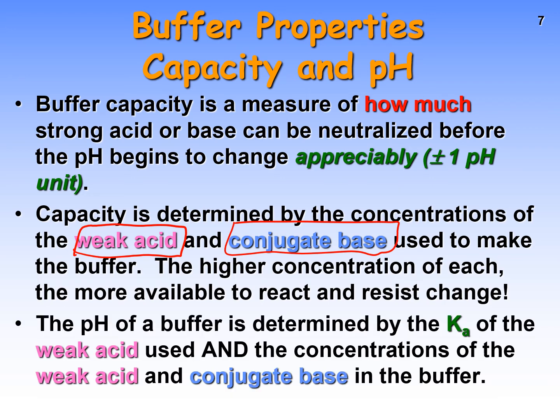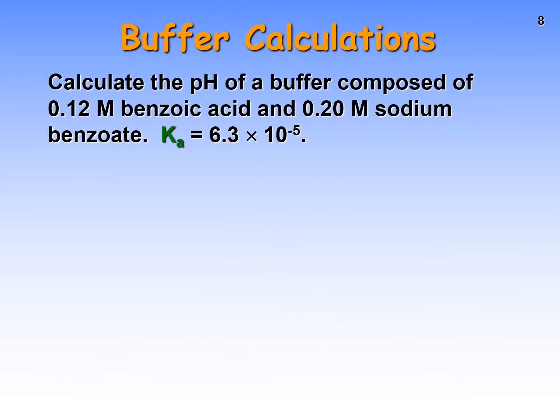Again, the pH of the buffer is determined either using the Henderson-Hasselbalch equation or an ice table. In either case, we're going to be using the concentrations of both the weak acid and its conjugate base and the Ka of the acid to calculate our pH. So let's do a calculation. We're going to do it two ways. We're going to do a calculation using an ice table, and then we'll do that same calculation using Henderson-Hasselbalch. This is just to prove how much simpler the equation is, right?